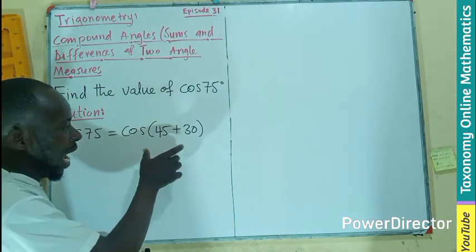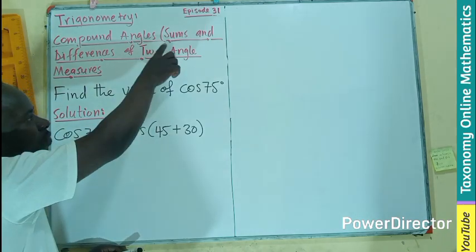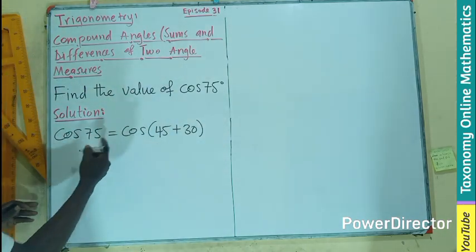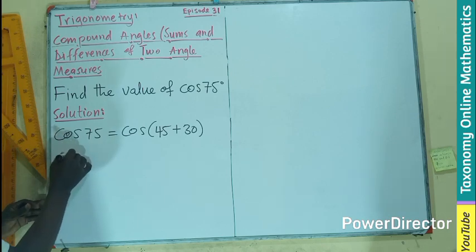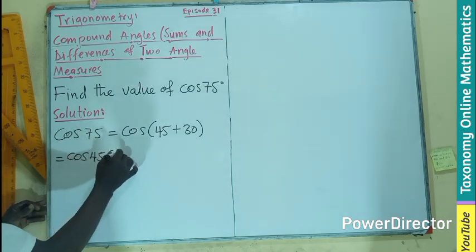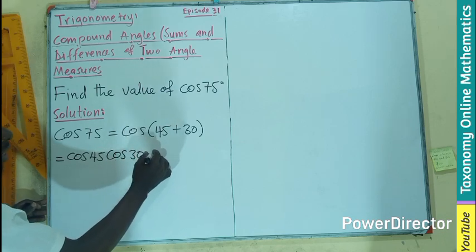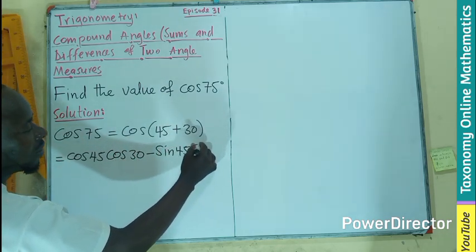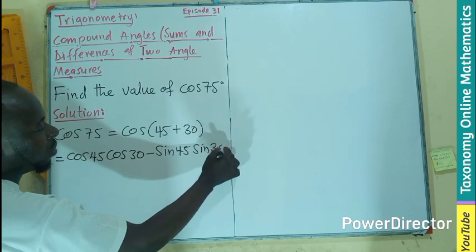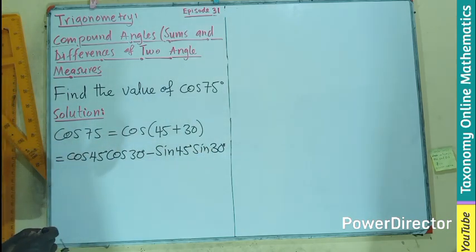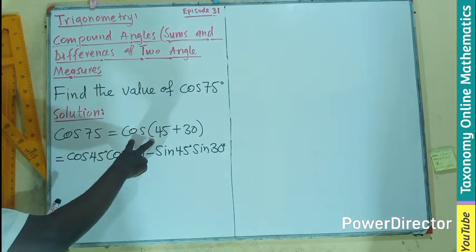So what will I do? I will now go into the expansion for the sum of two angles. How do we expand that? This can be expanded as the cos of the first angle times the cos of the second angle, minus the sine of the first angle times the sine of the second angle. So this is the expansion we can get from the sum of a cos.